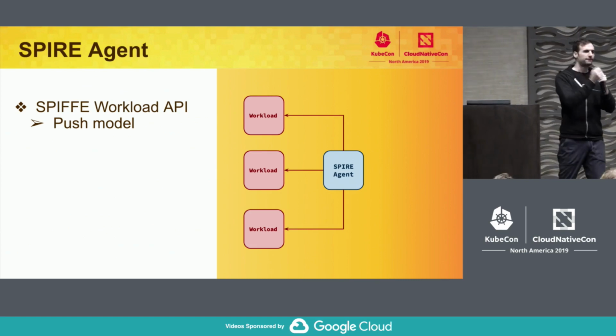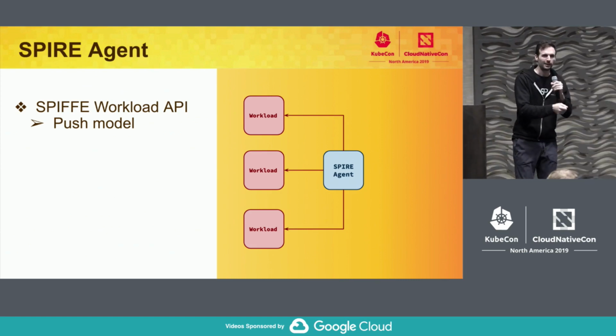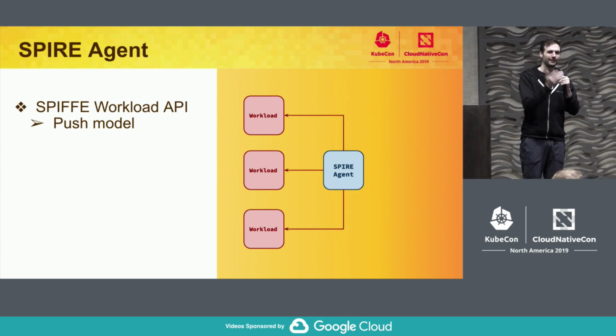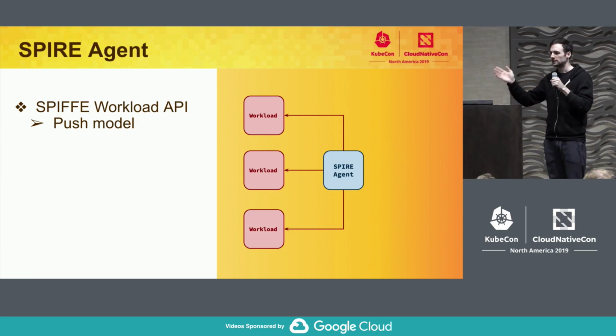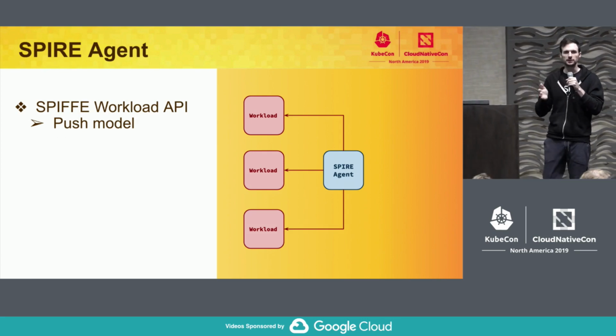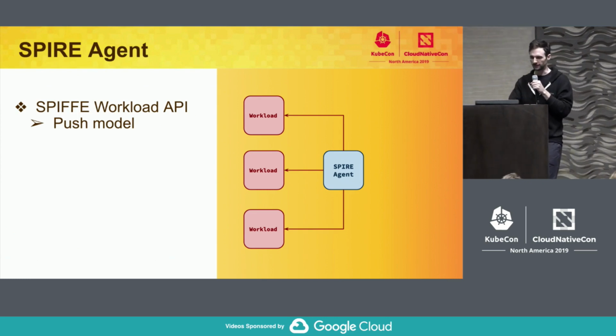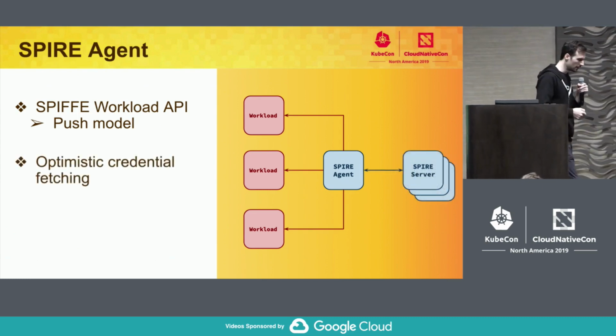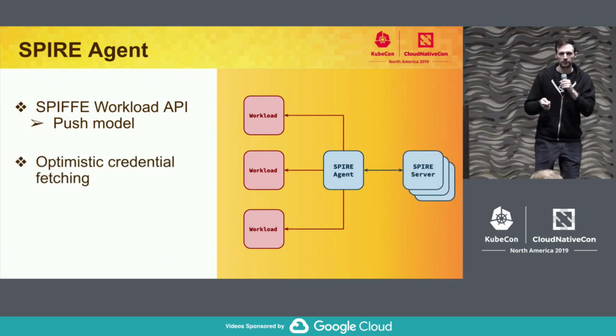But a file read is so reliable, right? I mean, if the file's there, you get it. And we want this API to be just as reliable as a file read. So how do we achieve that? SPIRE Agent does this optimistic credential fetching.